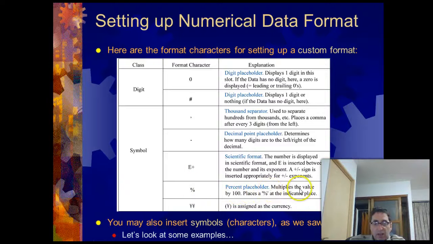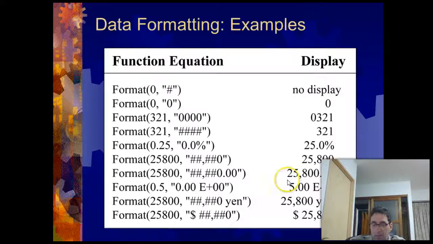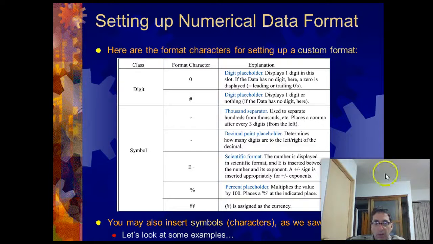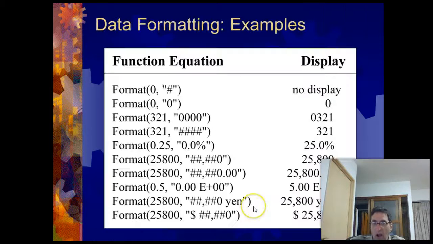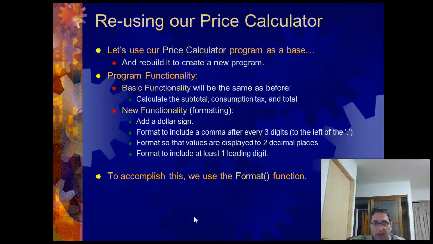Percentage multiplies the value by 100 and places a percentage sign at the indicated place. So here, it's going to multiply this number by 100, so that's going to give me 25, and then it's going to put a percentage sign next to it. And there's also going to be a 0.0, so it's going to have 1 decimal place. And that will give currency. Did they use that? I guess maybe this one, I'm not sure. Okay, so we have that.